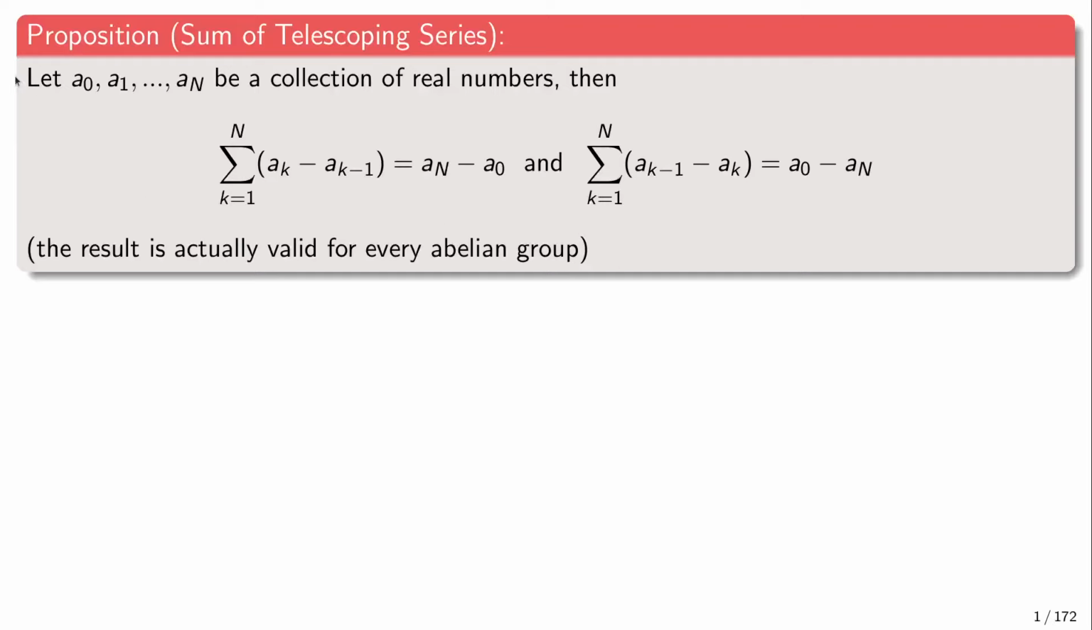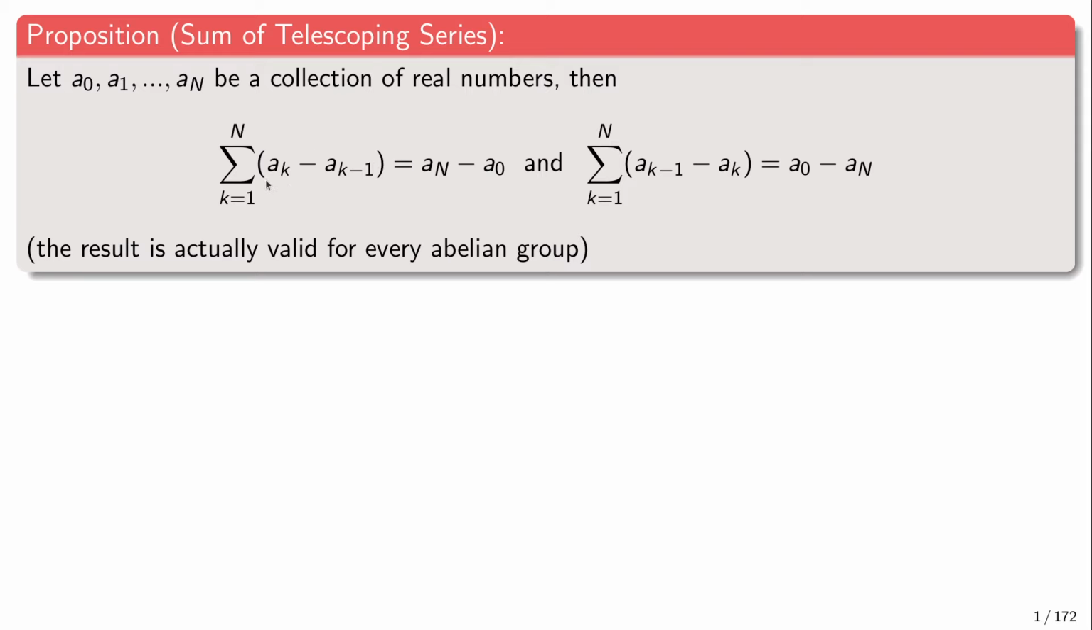So now let's prove the following formula. Whenever you have n plus 1 real numbers, a0 up to an, then for every sum of this form, we have a very nice and compact formula for the sum. Essentially those series are called telescoping series.